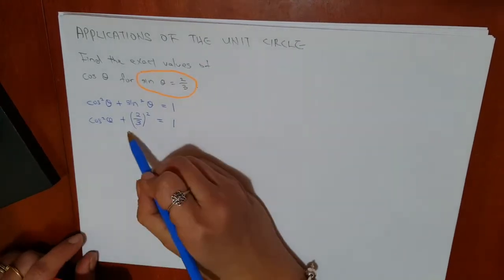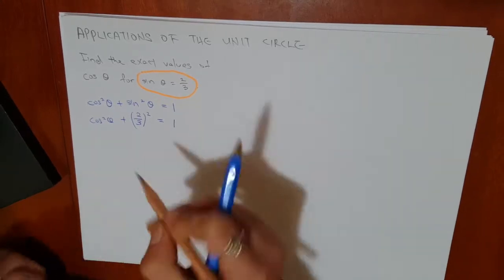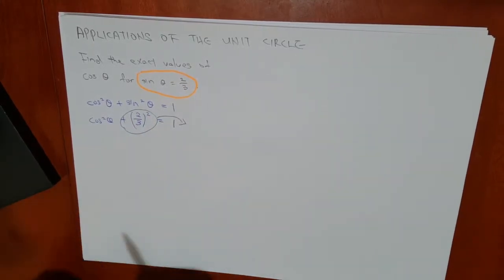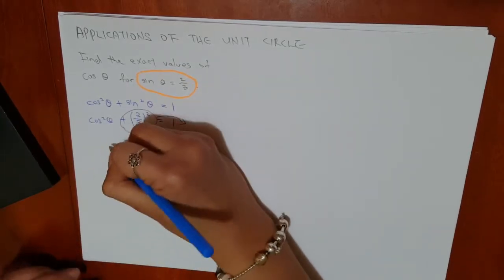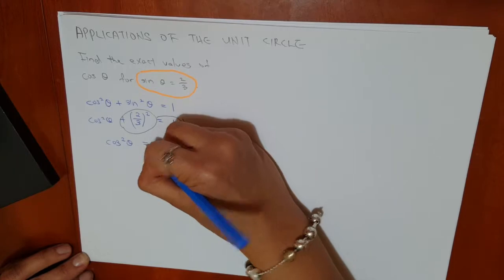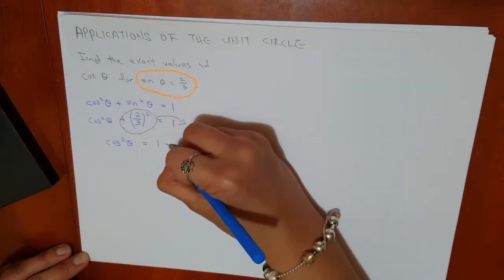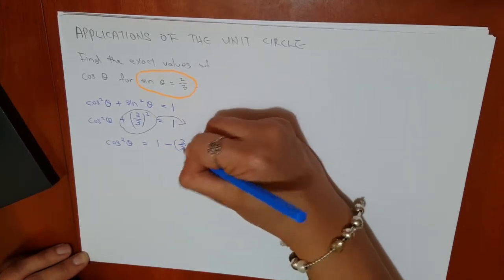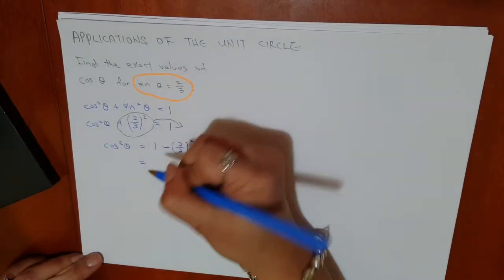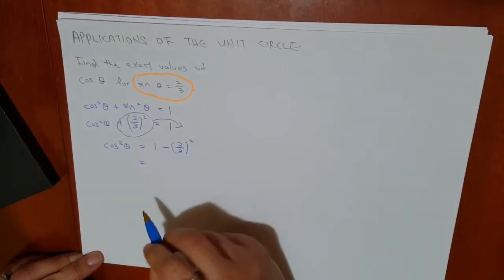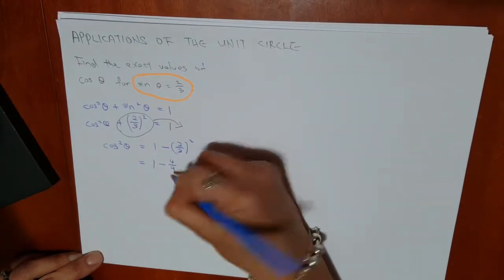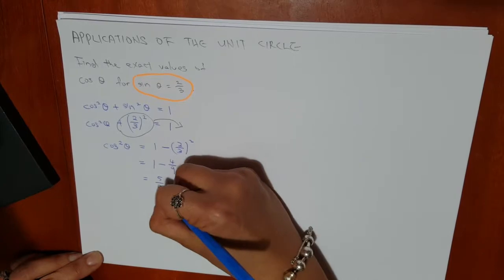We could move this value to the side so that we can simplify it. So this will be cos square theta equivalent to 1 take away 2 over 3 square. So 1 take away 2 over 3 square: we have to solve the square bit first. So it's 1 take away 4 over 9, which is 5 over 9.